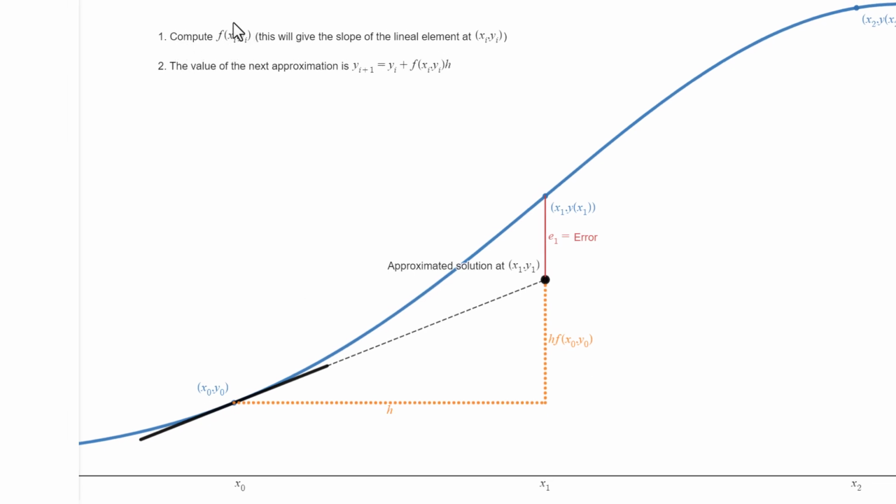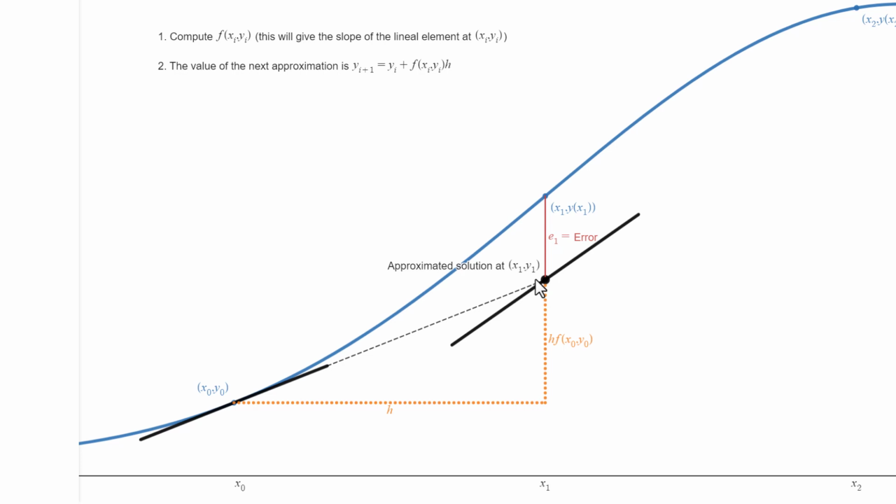Compute the slope of the lineal element at x sub 0, y sub 0, and this will produce the next y value. Y sub i plus 1, which is right here, is just our previous y value, y sub 0, plus this rise, which is h times f of x sub 0, y sub 0. That's how we got to the second point. And you can repeat this process by saying, well, let me find the slope of the lineal element at my new point. Notice the slope of the lineal element at my new point is at my new approximated point.